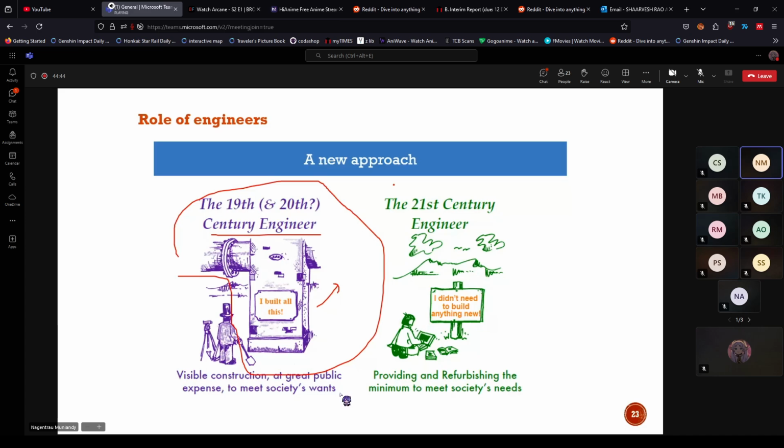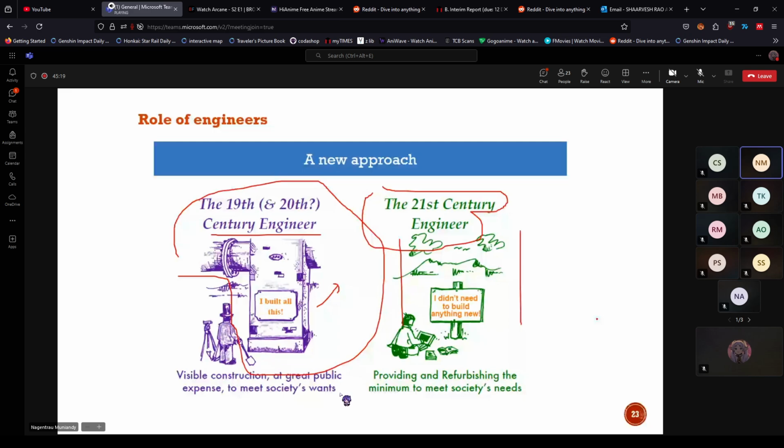But now, with sustainability in place, for the 21st century engineer, we don't have to build anything that great. All we need to do is use the existing resources wisely. For example, if there is an existing building, I refurbish it and maintain it in a proper way so that we can reuse it, so that I don't have to repeat the construction process again, because construction produces waste.